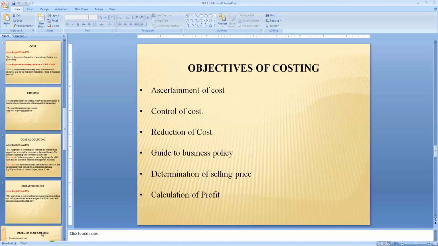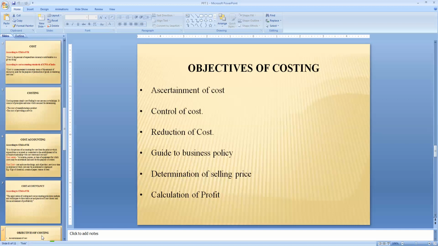And also it guides the business policy. Cost accounting aims at serving the needs of management in conducting the business with utmost efficiency, because the cost data will provide guidelines for various managerial decisions like buying, selling, utilization of idle plant capacity, or introduction of a new product the business requires. So this costing will guide the business by framing its policies. That is also one of the objectives of costing.